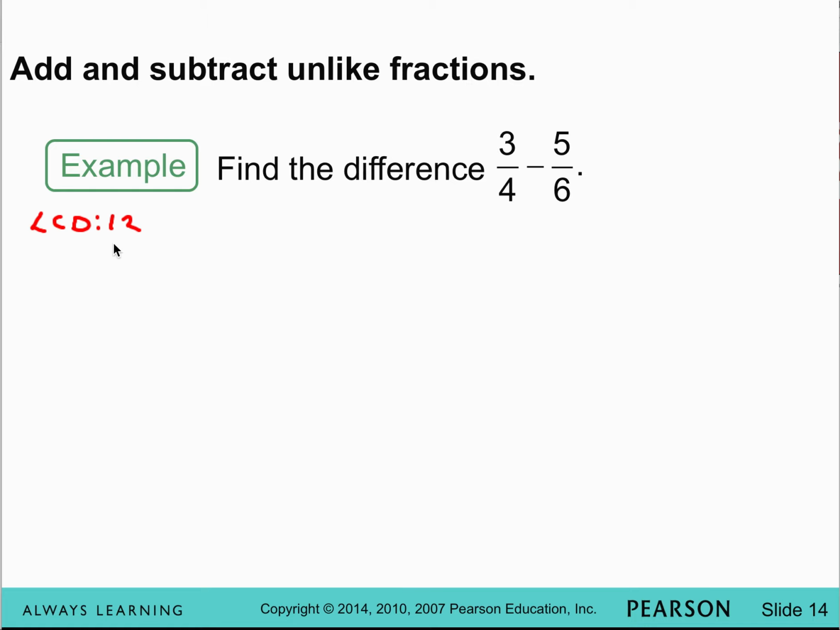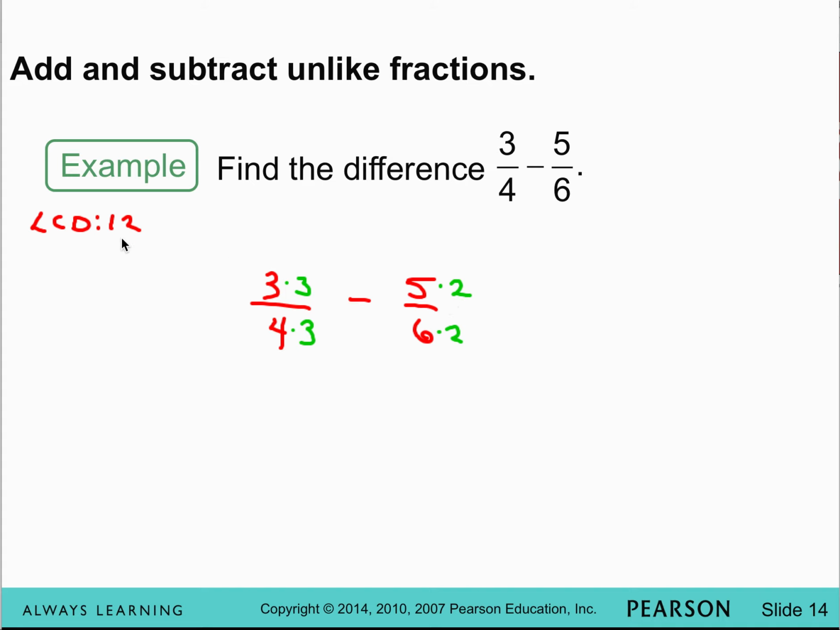Okay, so I need that denominator to be 12, though. So I have 3/4 minus 5/6. And what I think to myself is, well, what do I have to multiply 4 by to make it 12? Well, that would be 3. Once I figure that out, I just have to do the same thing to the top. What do you multiply 6 by to make it 12? Well, that would be 2. So once I figure out what I'm multiplying the denominator by, same thing to the top.